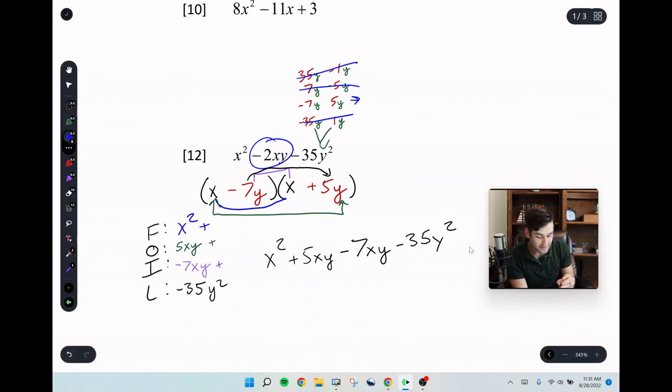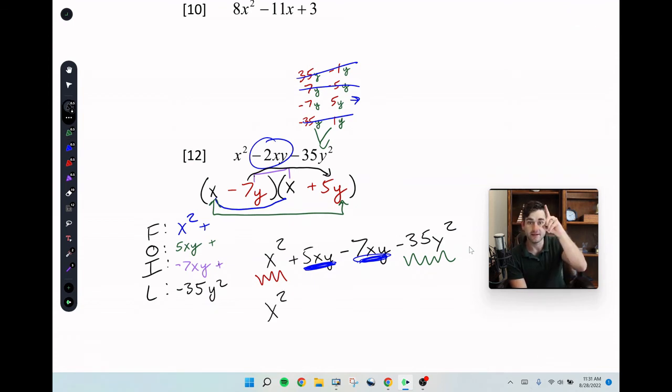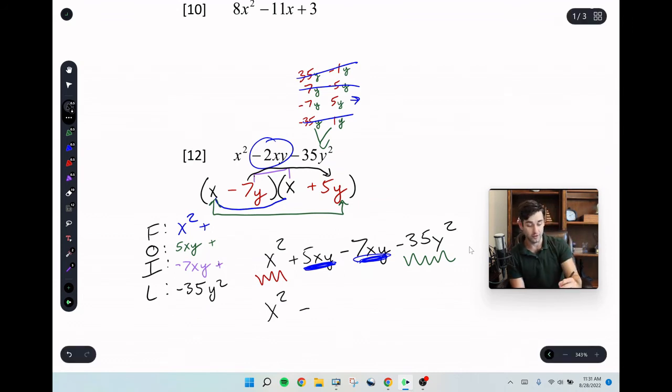Well, right here, I see this xy, right? That's a variable. I see another xy. Those two are going to combine, and nothing else will. This x does not look like this y squared, does not look like that xy. So we end up with x squared by itself. If you have 5 cookies and I steal 7 cookies, you're left with negative 2 cookies. So that's negative 2 xy's. And then negative 35y squared.